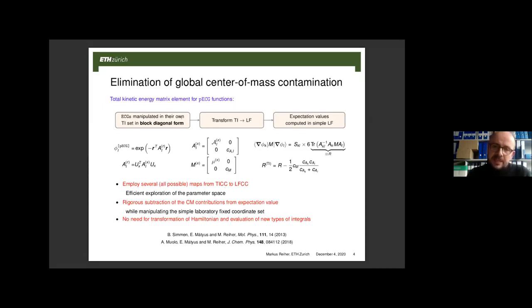that it's possible to accomplish the removal of the center of mass contamination at the level of the expectation values. So you can do a transformation which in the end requires you to subtract a well-defined analytical form from the expectation value that guarantees that the expectation value is not contaminated by center of mass motion. And the key here is that the integral evaluation itself is still possible in laboratory fixed (LF) Cartesian coordinates, which is, of course, convenient for efficient computations.